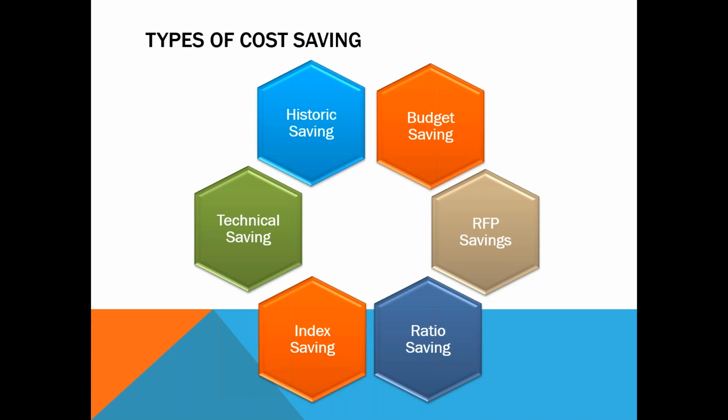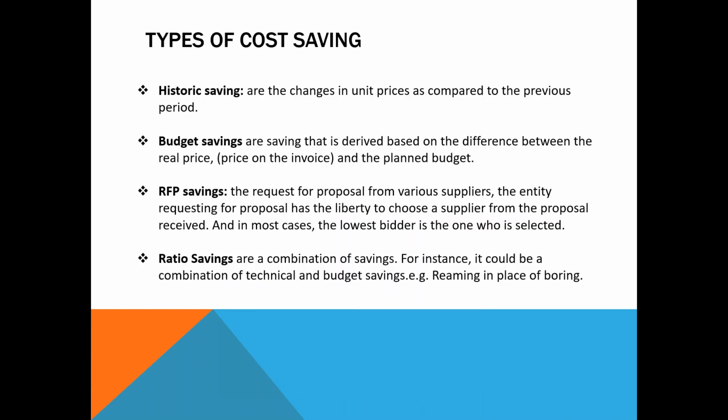One is historic cost saving, then budget cost saving, RFP saving, ratio saving, index saving, and technical saving. Let us go in brief. What is a historic saving? Historic savings are the changes in unit price as compared to the previous period.